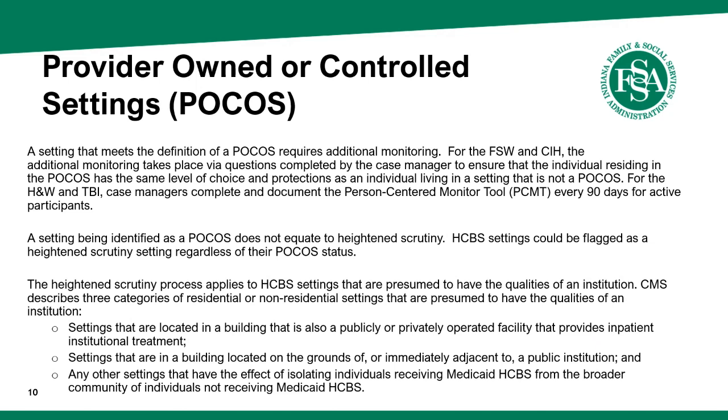And CMS describes 3 specific categories of residential or non-residential settings that are presumed to have the qualities of an institution. 1, settings that are located in a building that is also a publicly or privately owned facility that provides inpatient institutional treatment. 2, settings that are in a building located on the grounds of or immediately adjacent to a public institution. And 3, any other settings that have the effect of isolating individuals receiving home and community-based services from the broader community of individuals not receiving home and community-based services.